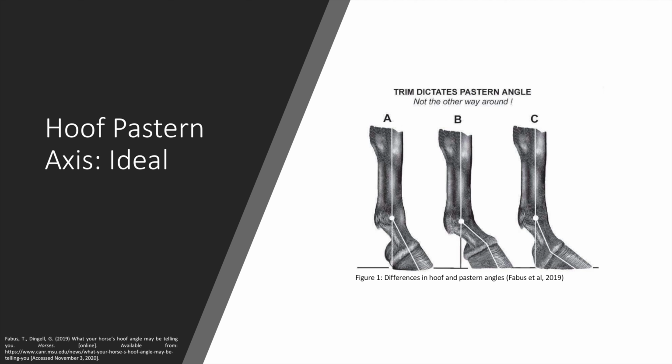The third category is broken back, as seen in image C in figure 1. The image shows the horse's heels are underslung and short with a long toe. Due to the hoof angle being too low, it drives the pastern to adopt a more vertical angle and in turn raises the fetlock joint.